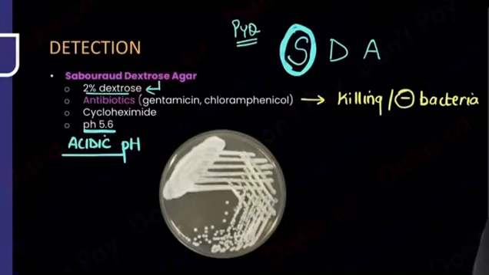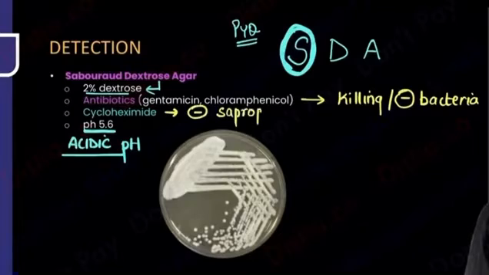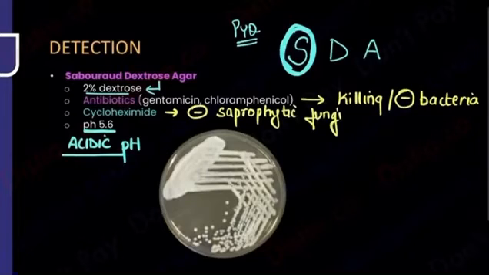Apart from that, we can also have cycloheximide added. Why do we have cycloheximide added? So please remember, you also want to finish off other saprophytic fungi. You don't want any saprophytic fungi to grow. You only want your pathogenic fungi to grow. So you basically want to get rid of 2 things. Number 1, you want to get rid of the bacteria. So for bacteria killing, you are going to give antibiotics. Second, you want to get rid of the saprophytic fungi. So for that, you're going to have cycloheximide.